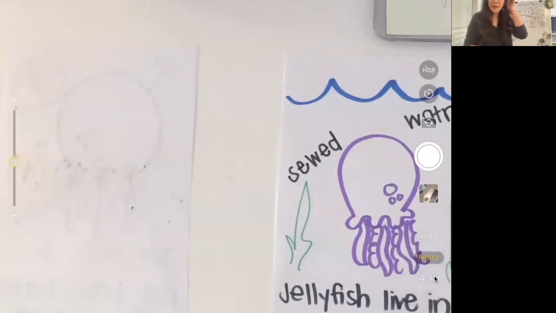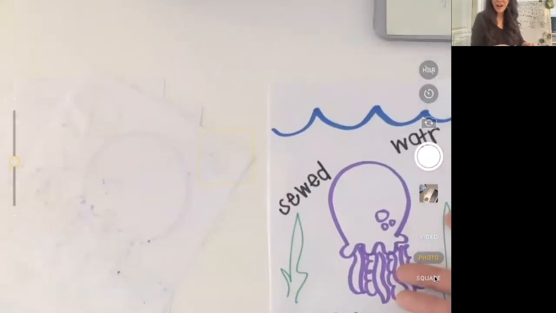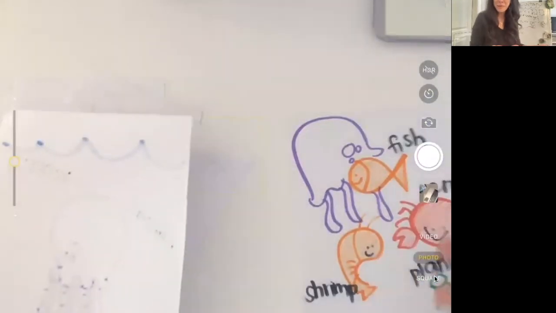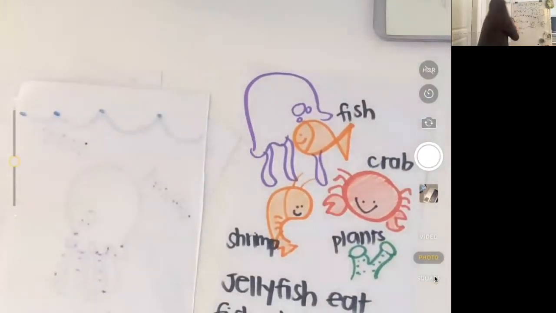And the last one is facts. Do I teach my readers about different cool information? Well, I taught them how jellyfish don't have bones, brains, or blood. I taught them they live in Arctic and tropical water. I taught them about the different things jellyfish like to eat. I have some facts. I'm going to give myself a check.